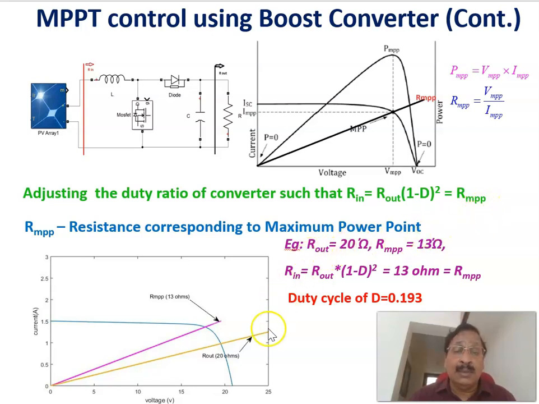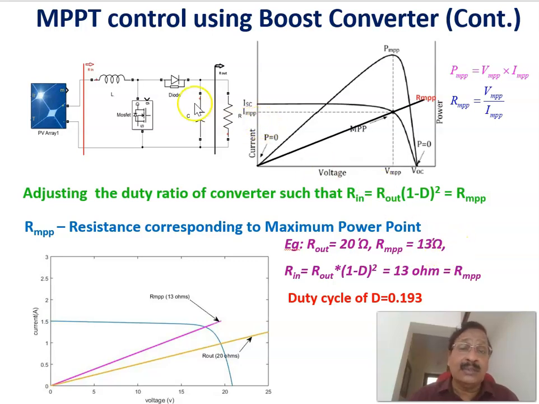For example, it is shown here. Example: R out equals 20 ohm. That is, this resistance equals 20 ohm. And RMPP equals 13 ohms. That is the resistance corresponding to the maximum power point, equal to 13 ohms.